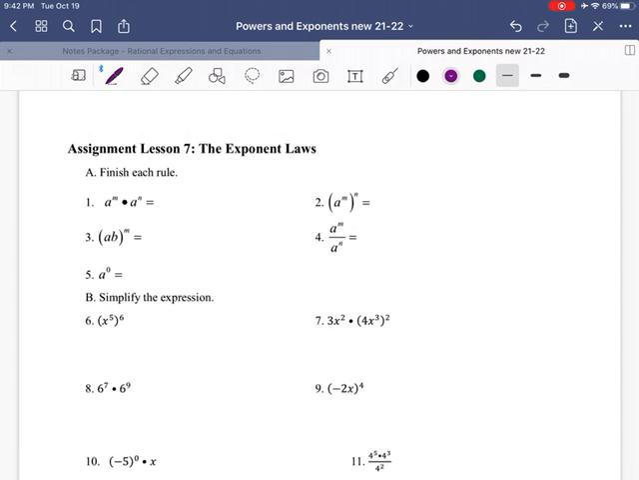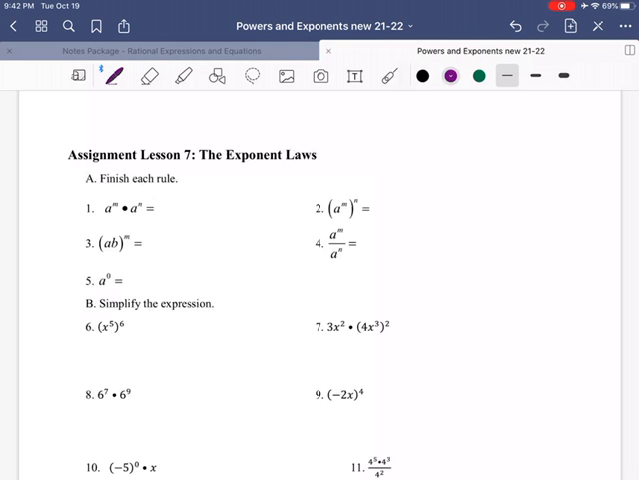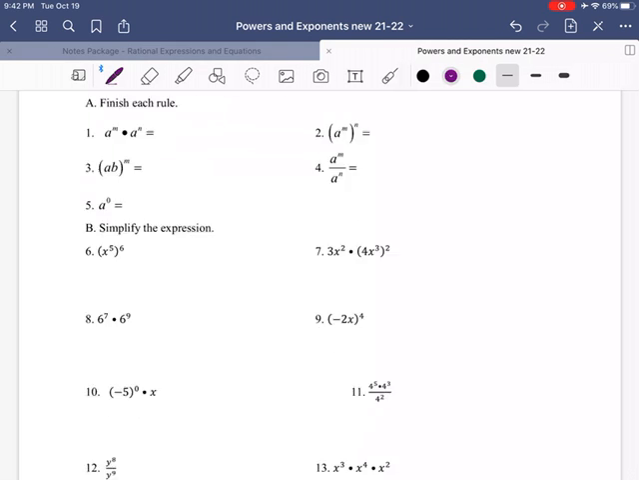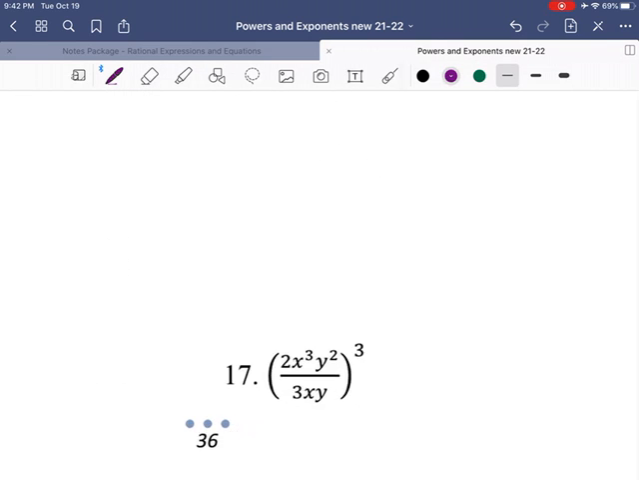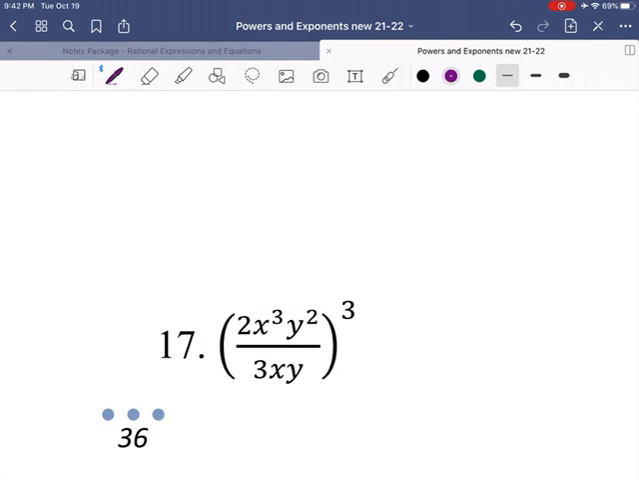Okay, so you have to look back and figure out which rule do I need to use, and don't try and do everything at once, especially when you get to something like this. Okay, don't try and do it all at once, do one step at a time.